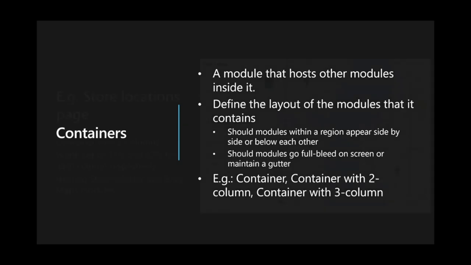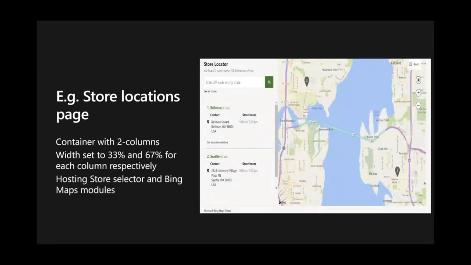And there are three container modules that we support. There is container, container with two column, and container with three column. Here is an example of a store locations page that we have in FabricCam. The page shows all available stores and also shows the stores in a map view. The way this page is built out is there are two separate modules. There is a store selector module which appears on the left, and there is a map module that appears on the right. This is hosted within a container with two columns.